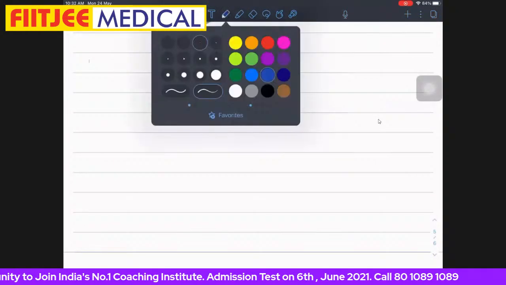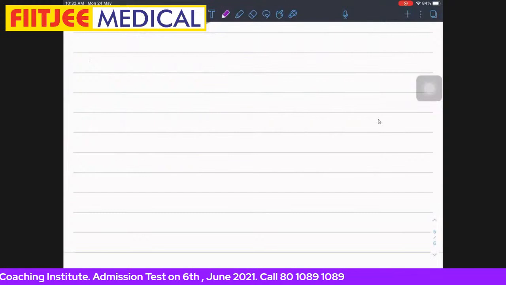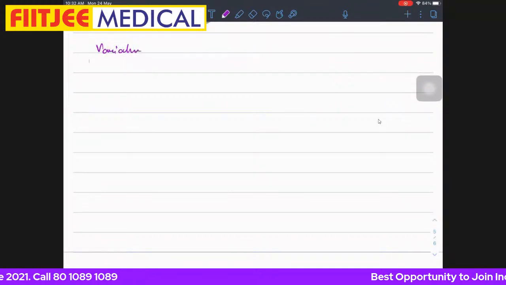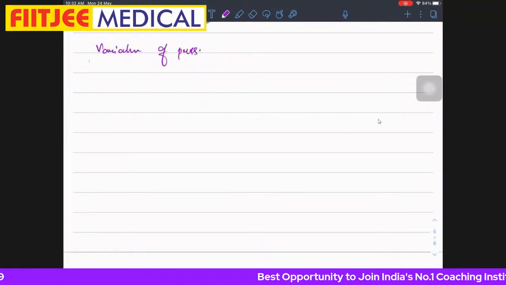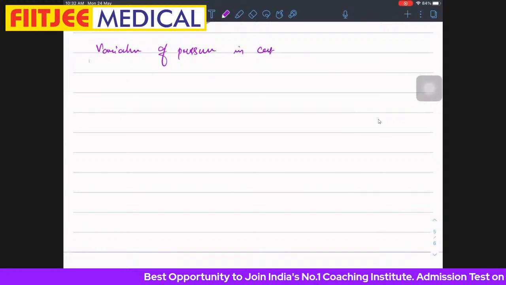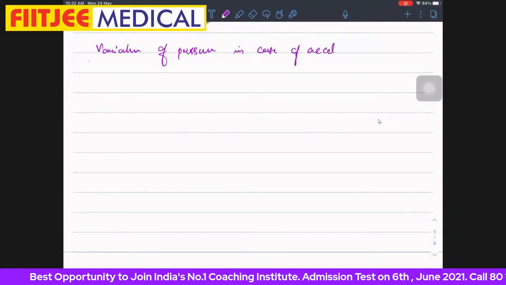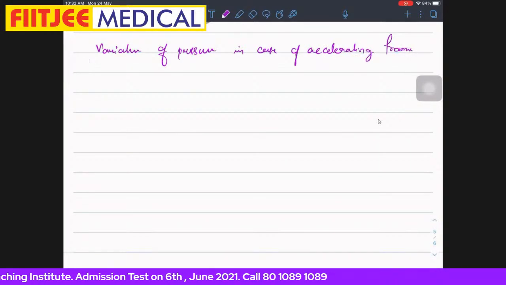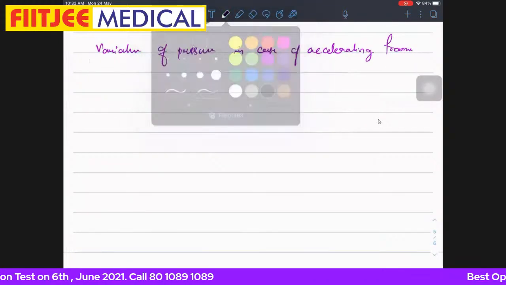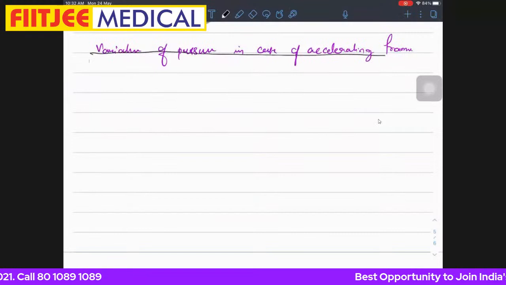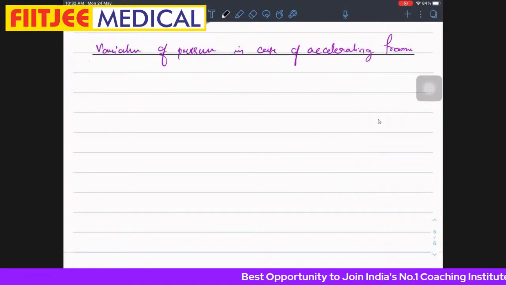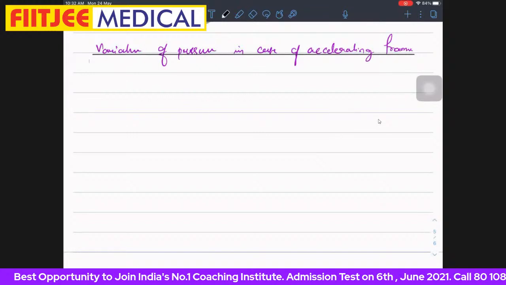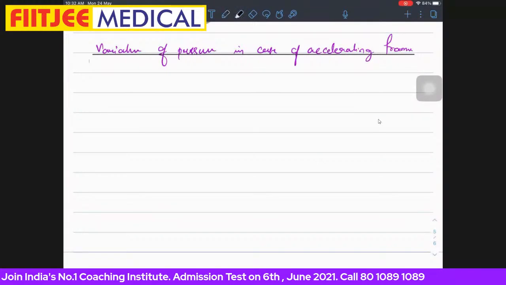Now we'll see what happens in case the platform is accelerating. Variation of pressure in case of accelerating frame. If the frame is moving with constant velocity, there won't be any change. It will be similar to the initial case. Variation of pressure means what? A stationary platform or constant velocity platform, both would be same.